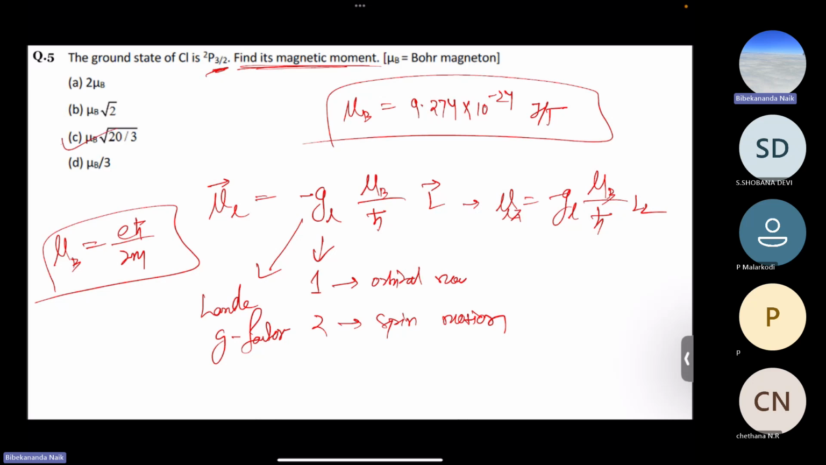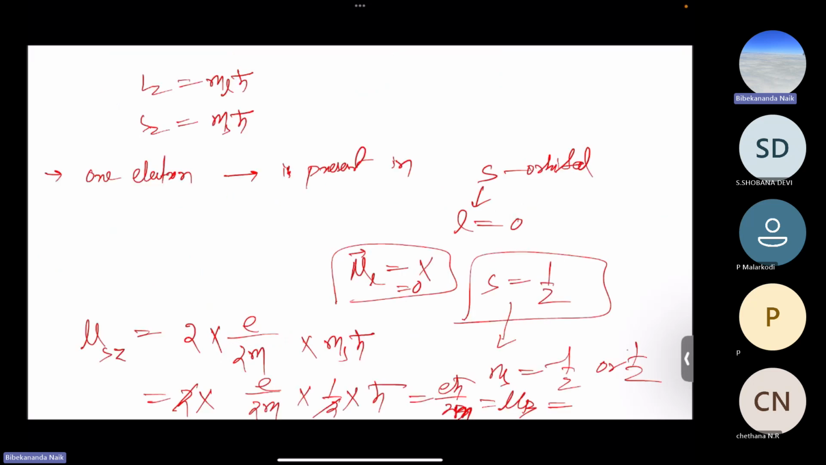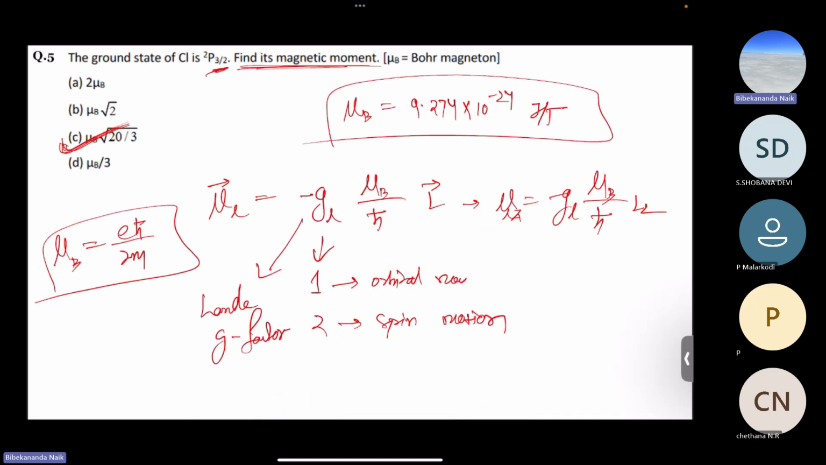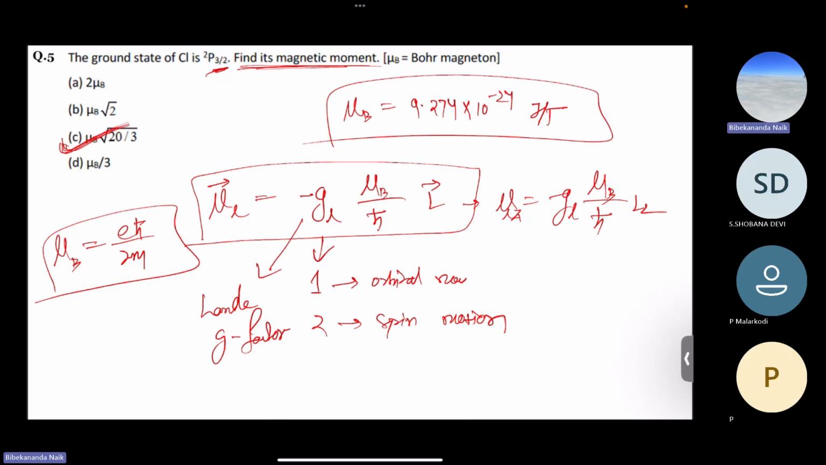Is this clear to everyone? Correct option is option C, root over of 20 by 3 mu b. Yes, sir. Is this clear? So these type of questions you will get in your exam. So basically the formula is mu L is minus GL mu B by h cross L vector. Here negative sign arises because the charge of electron is negative, and the angular momentum that comes due to the motion of electron opposes the motion. That's why the value is negative here.